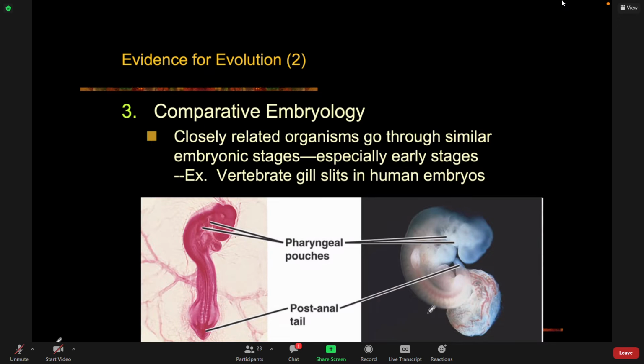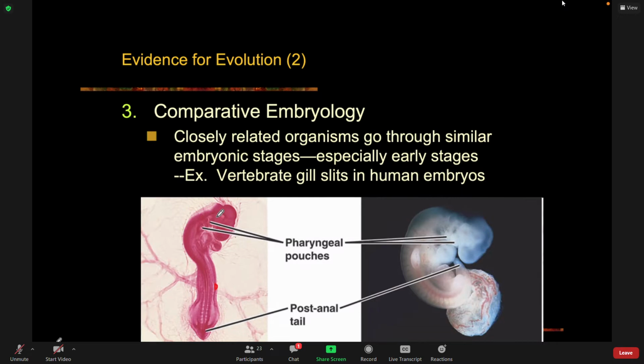Now, what is similar here is that they all have a post-anal tail. In other words, it's a part of the body that extends posterior to the anus, okay? So this will eventually develop an anus up here. And of course, chickens don't have tails, nor do humans, but cats and dogs do. Fish do too. But even though we don't have a tail, it is there in the embryo.